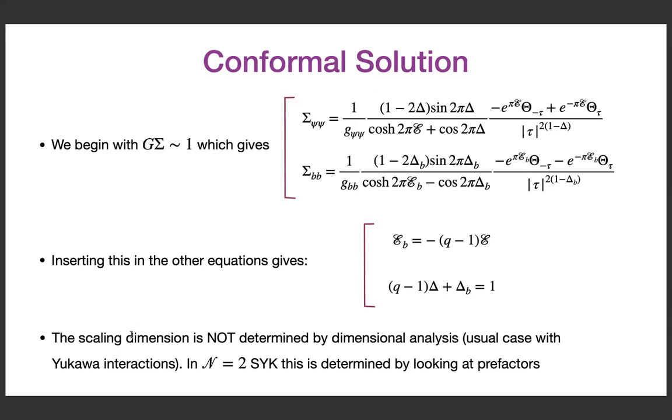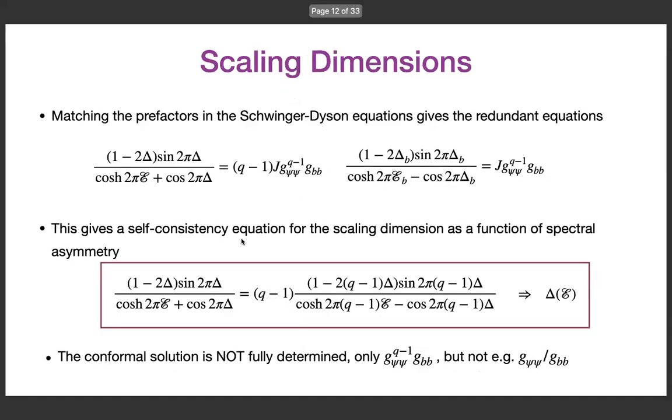And the scaling dimension, as opposed to SYK, is not determined by dimensional analysis. And the only thing you know is how to relate these two. But this is determined by looking at the prefactors. So then we need to ask that the prefactors in the left and right-hand side of the equations are consistent. And there is something special of this model, which is that the 2 equations give 2 different equations for the same combination of prefactors, G psi psi and GBB, in this way.